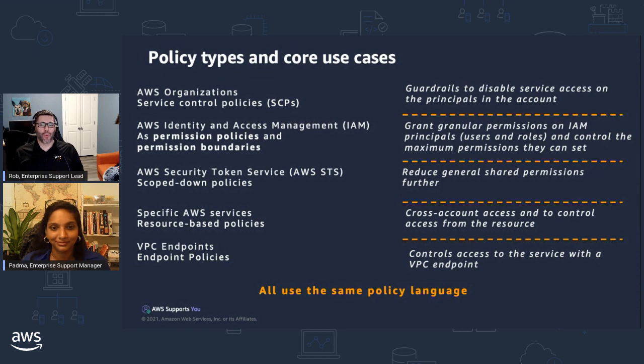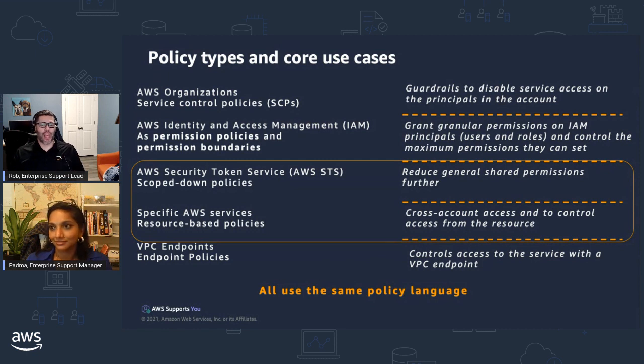We have other ones for just the permission policies and permission boundaries that go with that. But specifically today, we're going to be looking at just the policies that go into your Security Token Service, or your STS. And that reduces the general shared permissions further. And then our specific AWS service resource-based policies, it's really just looking at that cross-account access and saying account A can access account B. And we'll look to see what that looks like in a demo as well.